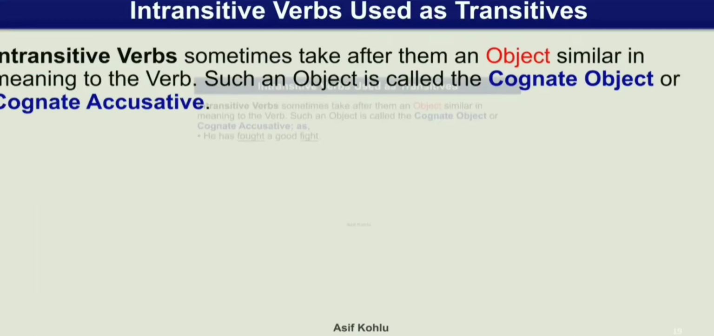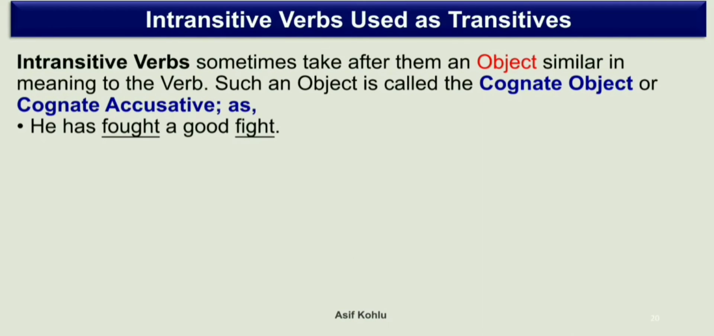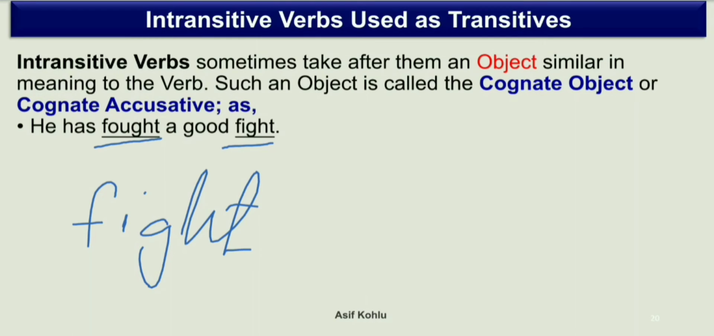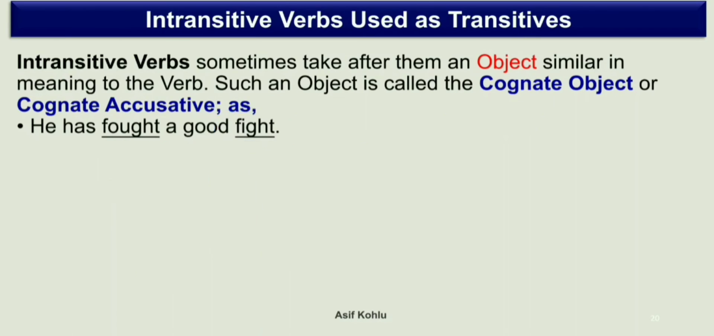We have an example: he has fought a good fight. Now the object and the verb are the same. Fought is the past form and its present form is fight. So he has fought a good fight. Here we may say that fought is an intransitive verb and fight is called the cognate object or the cognate accusative. Second example, he laughed a hearty laugh.